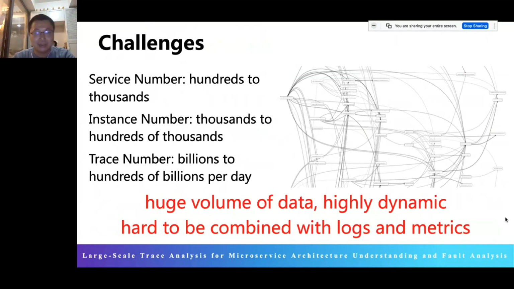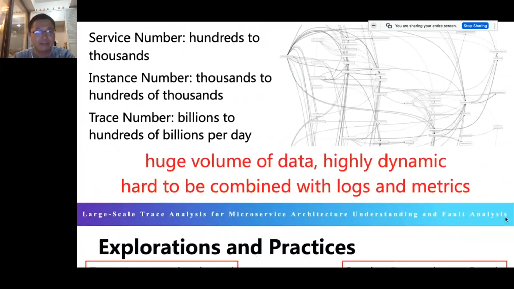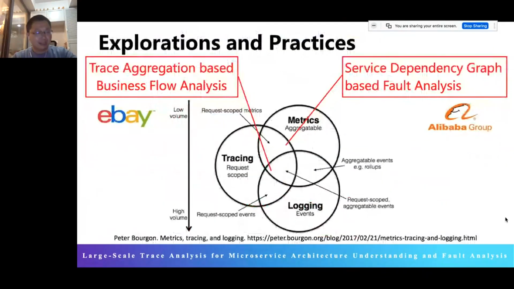And also the trace data is highly dynamic because it's produced at runtime based on our monitoring and tracing infrastructure. So today I will share our experience in two works. Both of these works are joint work with our industry partners.